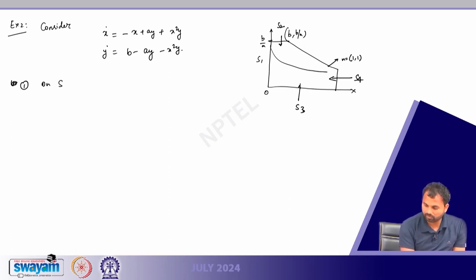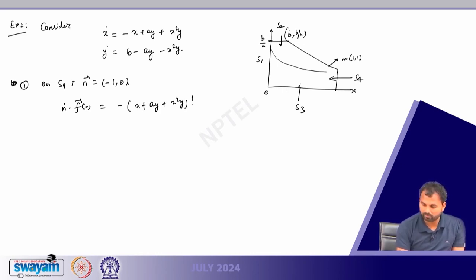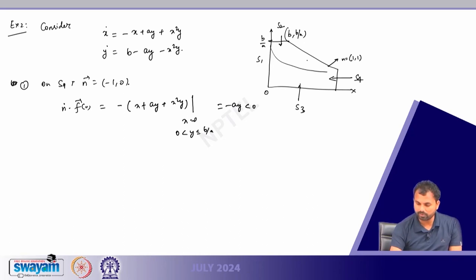So, on S1, the unit normal is n equals minus 1 comma 0. So, from here n dot f is minus of x plus a y plus x square y, which at x equals 0, and y less than or equal to b by a, equals minus a y, that is less than or equal to 0. So, if we keep on going, we have basically the faces S1, S2, S3, S4, S5, right.